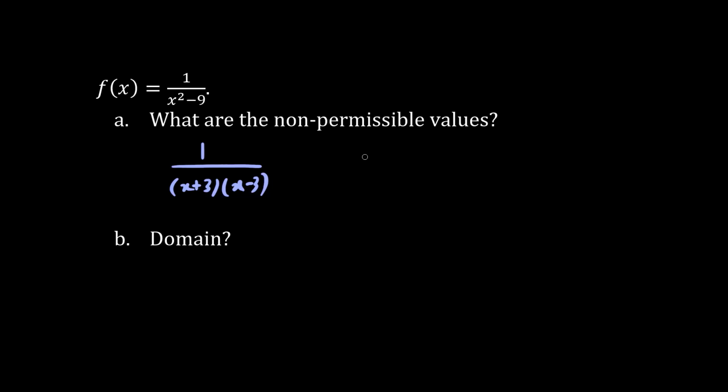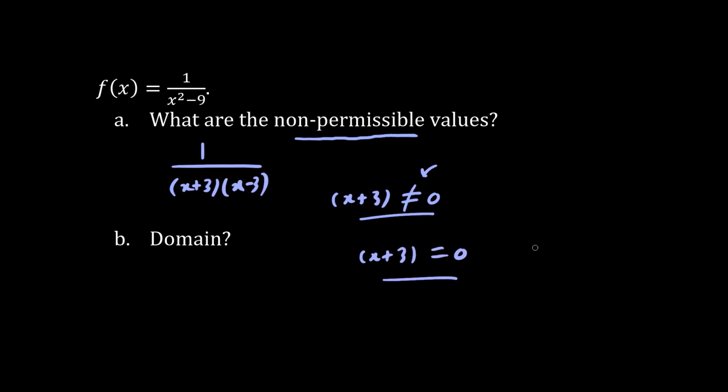And in math, there's a big rule for what we can't do. Non-permissible means what you cannot do, and the bottom cannot equal 0. So when we say the factor is x plus 3, the factor does not equal 0. That's the domain. But when talking about the actual non-permissible values, we don't say it in the negative. We say it in the affirmative. x plus 3 equals 0 causes a problem. When we subtract 3 from both sides, we get x equals negative 3. This is a non-permissible value, NPV.